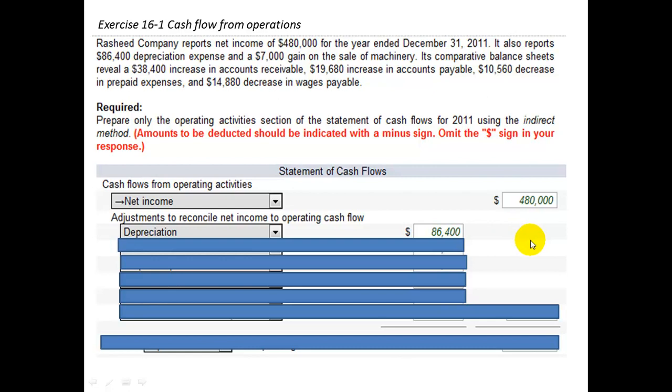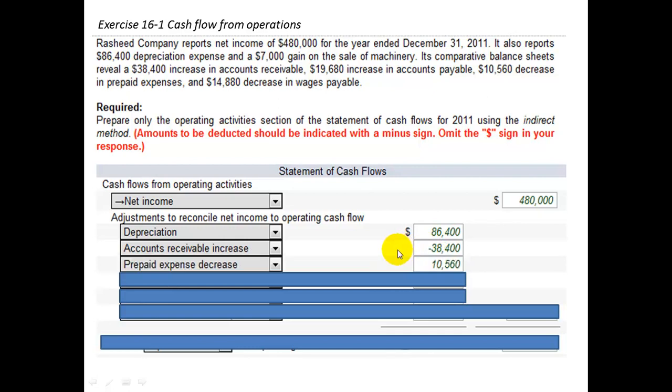Next, accounts receivable increase. Whenever accounts receivable increase, what happens is you're not collecting as many accounts receivable. And when you don't collect as many accounts receivable, you have to assume that that's tying up your cash. Therefore, that would reduce your cash by, in this case, $38,400. So if accounts receivable go up, that means you're not collecting as many receivables, and cash is being tied up in receivables. So therefore, you want to subtract that out to get the true cash flow from operations.